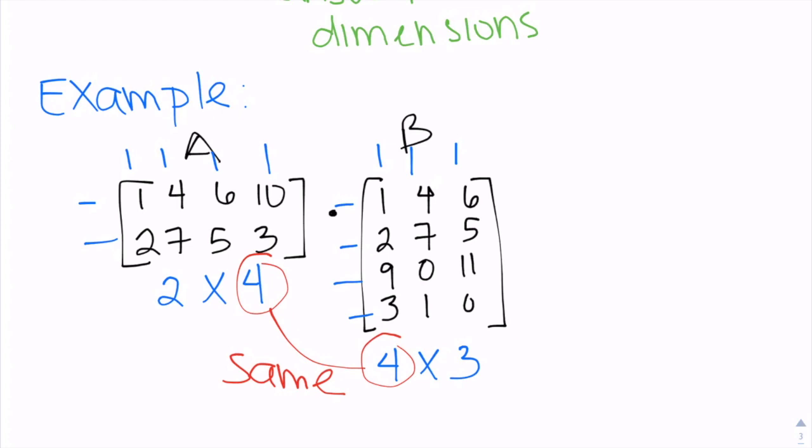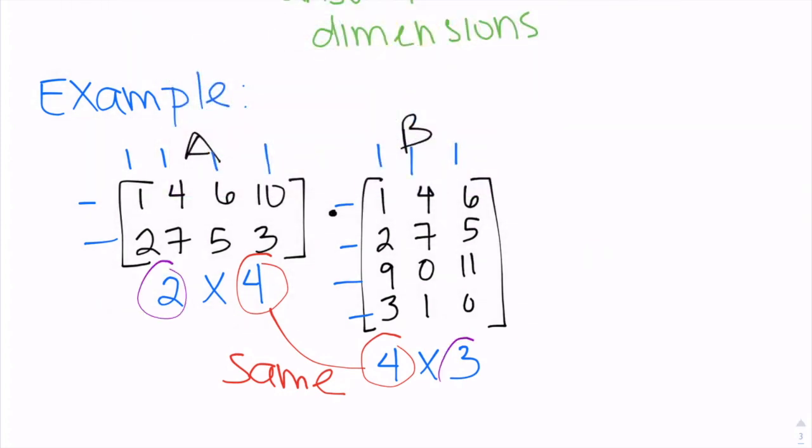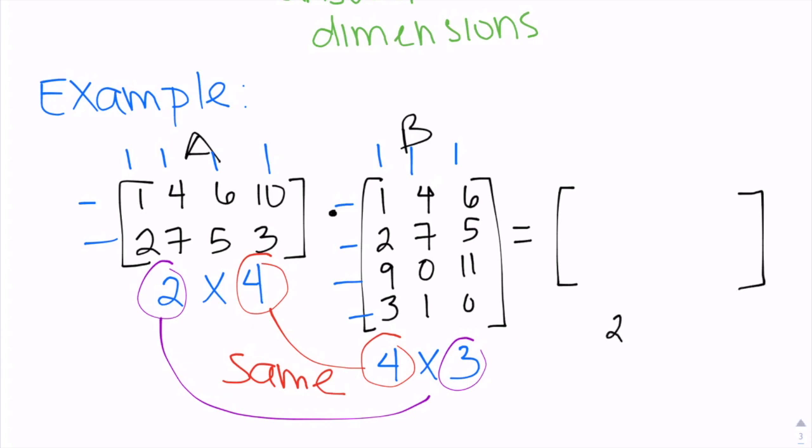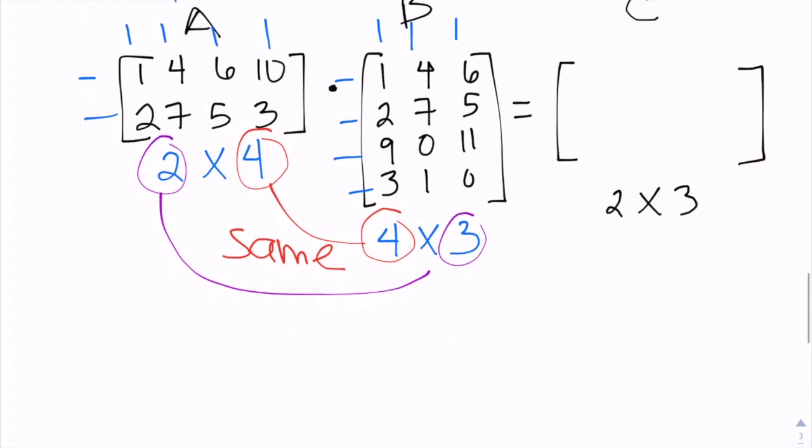And so we also want to remember that the outside portions here create our answer dimensions. And so we know that our answer, which we'll call matrix C, is going to be a 2 by 3 matrix. So I'm just going to fill in an empty matrix for right now and know that it's going to be 2 by 3 dimensions in matrix C. So now we want to go ahead and multiply these.